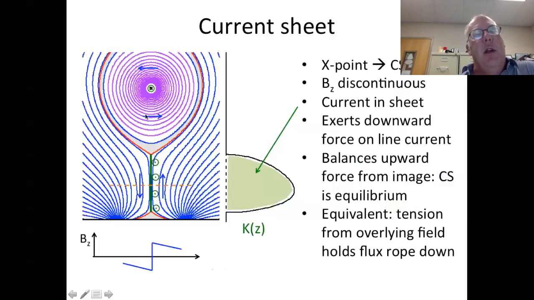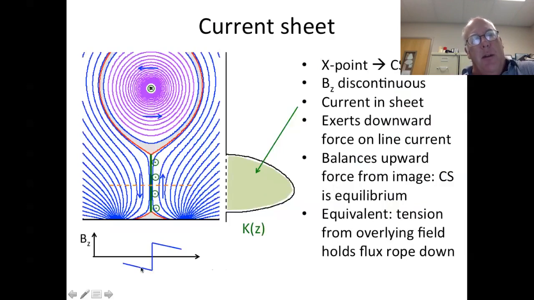If we have current coming out of us in the flux rope, then we also have a positive current in the current sheet, and that is creating an attractive force that's keeping the flux rope down. Essentially, the higher it goes, the more current there is pulling it back down, and it can't get away. So it's that current sheet that's creating this.